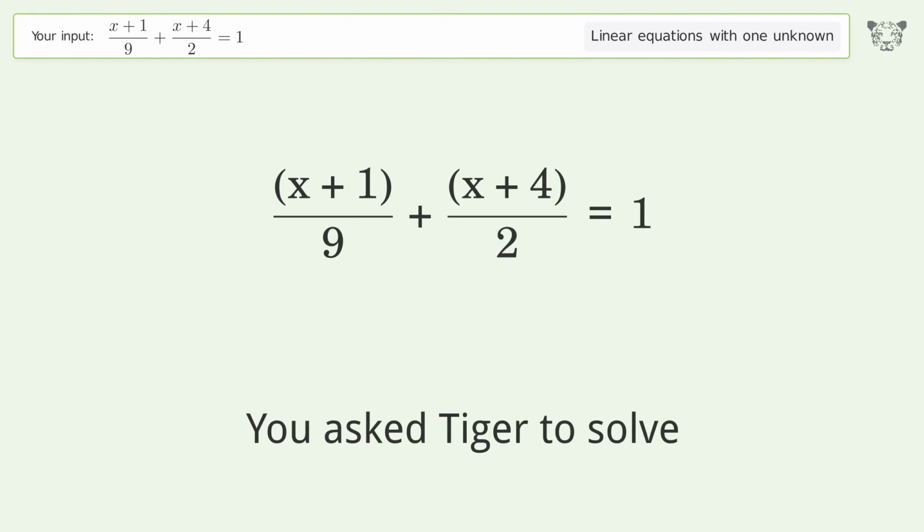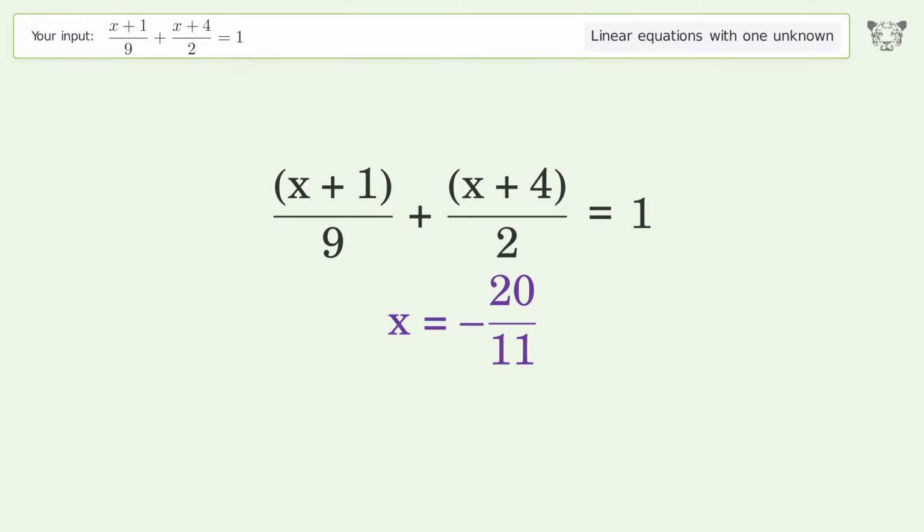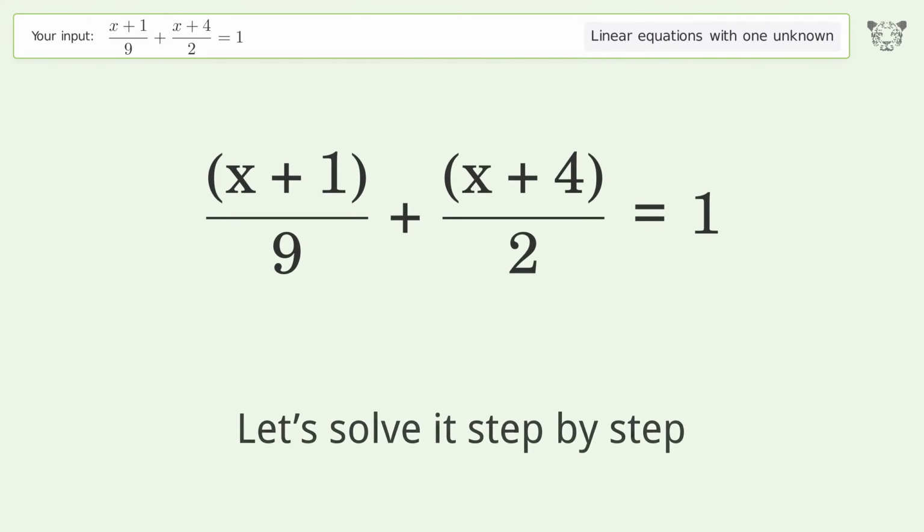You ask Tiger to solve. This deals with linear equations with one unknown. The final result is x equals -20/11. Let's solve it step by step.